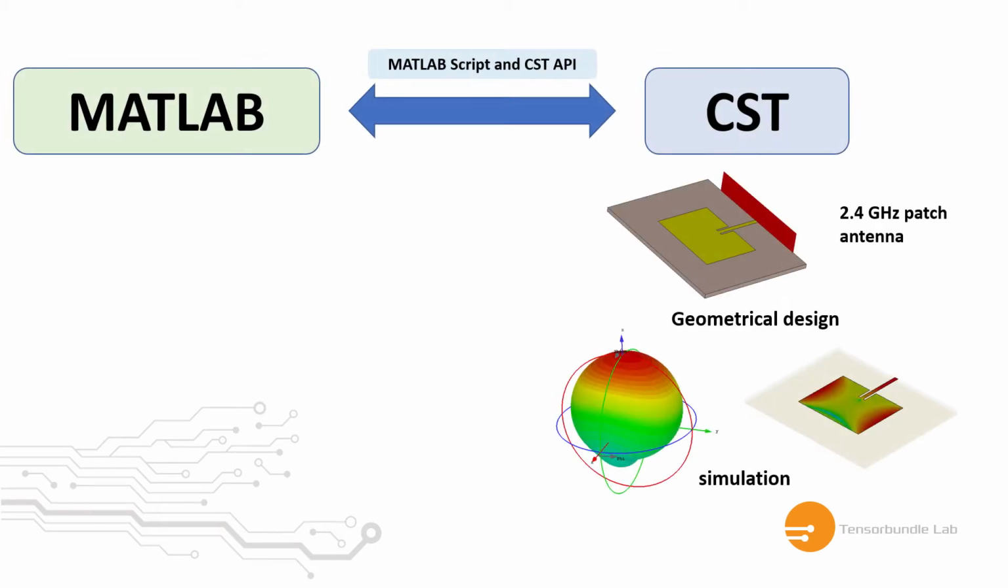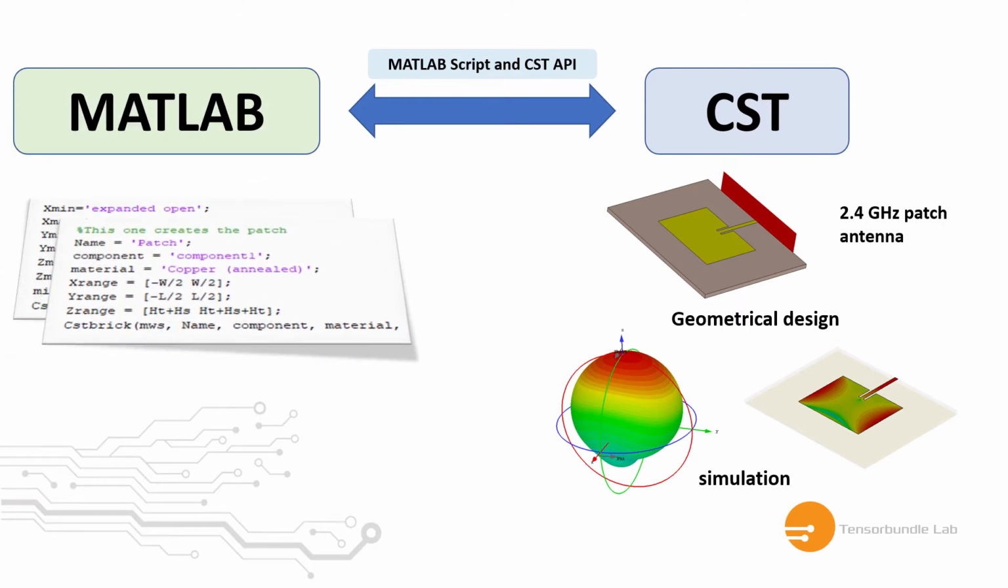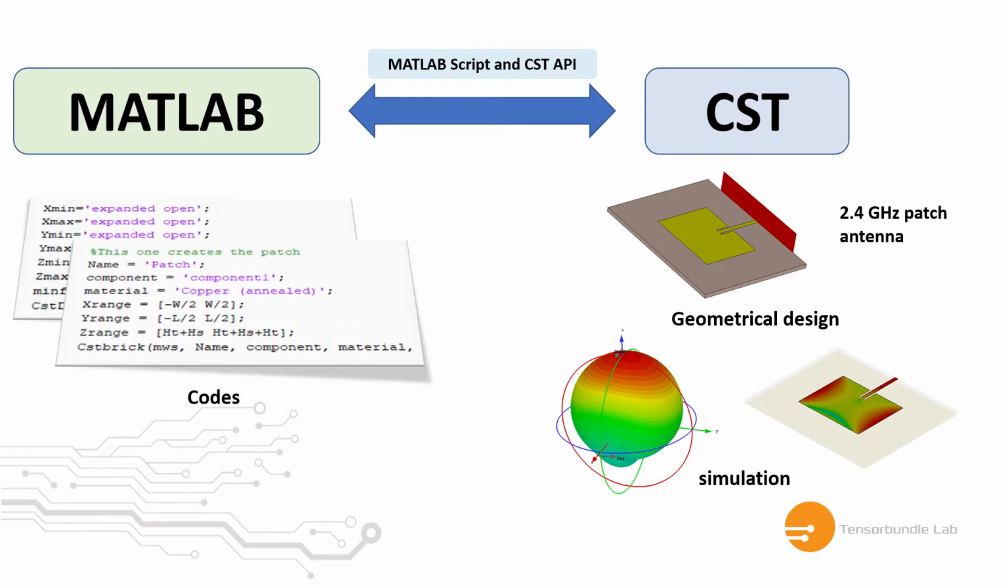So basically today we will design this 2.4 GHz patch antenna with the whole geometrical design and the simulation in CST, and we will invoke CST through MATLAB codes. This will ease the process and we do not need to perform any geometrical manipulation in CST to complete this antenna design and simulation. So that will be quite fun. So let's get it started.